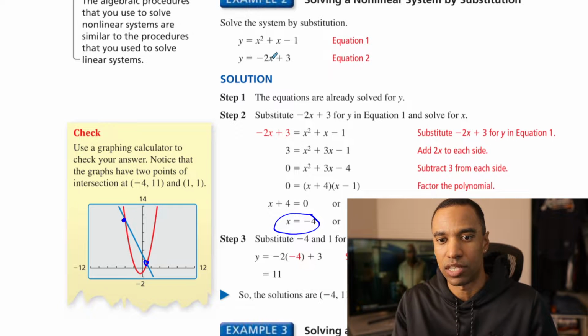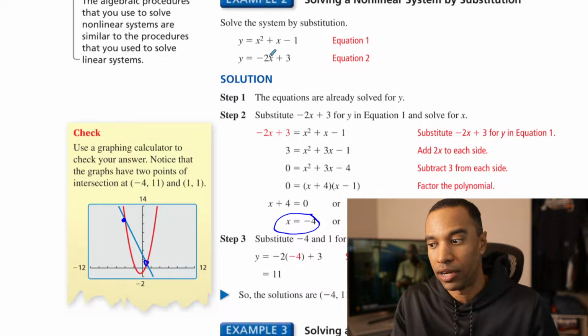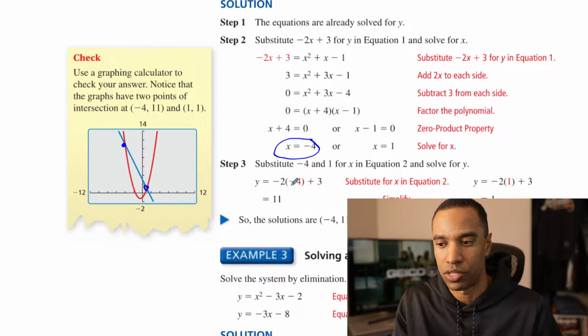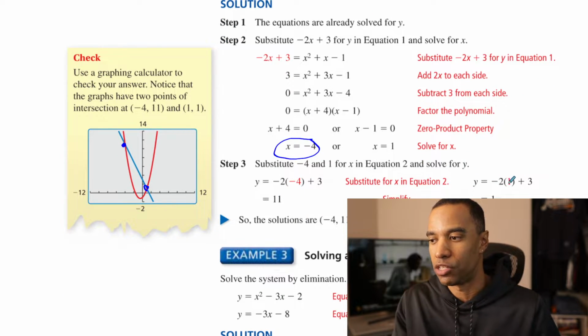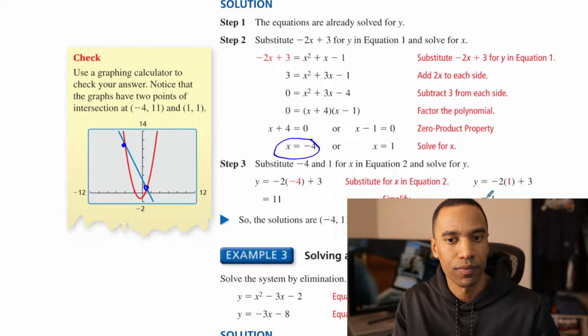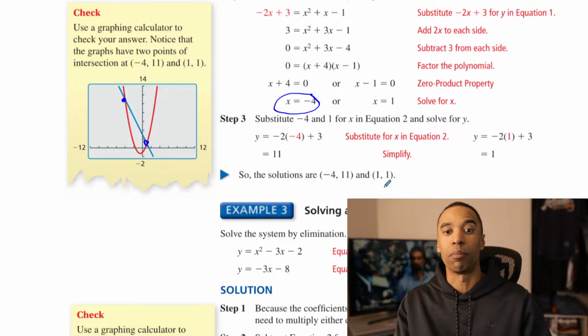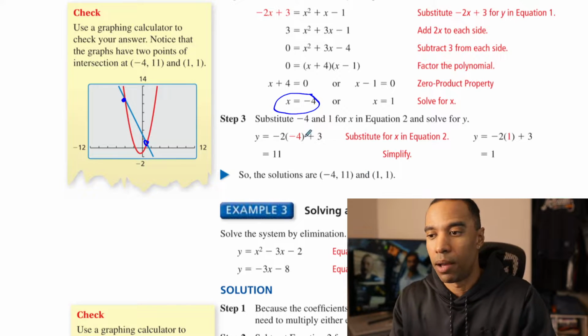Less chance of making a mistake. Plug negative 4 into here, plug 1 into here. However, if you substitute negative 4 into here, you should get the same y out, which is 11. And if you plug 1 into either one, you should get 1 out. So negative 4 comma 11 is an ordered pair, and 1 comma 1 is an ordered pair. And make sure you distinguish the two.